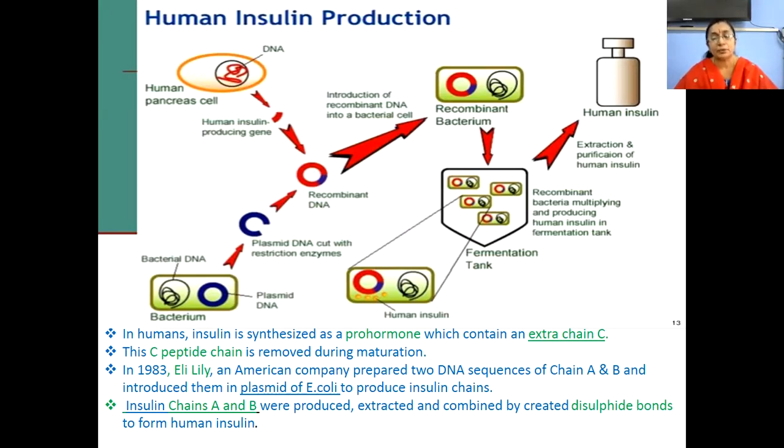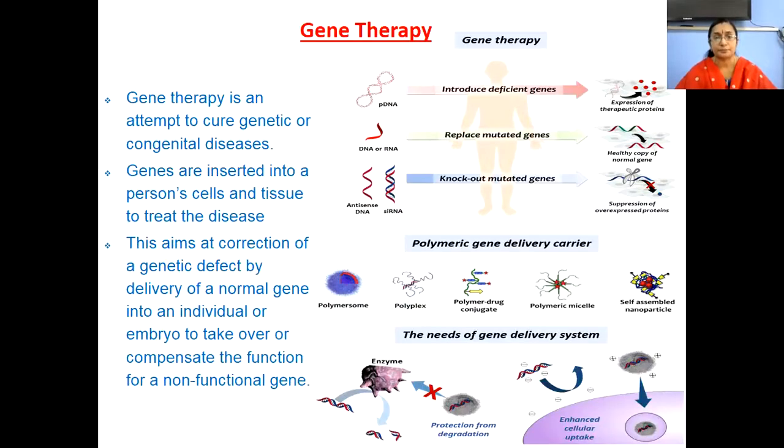Directly they produced the A chain and the B chain, and then they combined them together to form the insulin that we call humulin. Human insulin is called humulin. The advantage of this is that the earlier insulin that we took from animals used to produce allergies in humans. So if we are producing insulin from the human gene itself, it will not produce allergies.